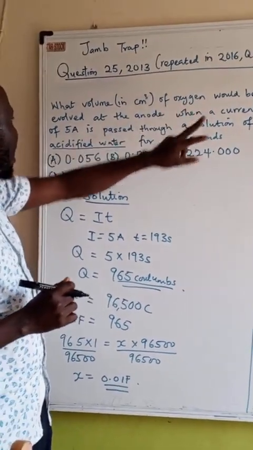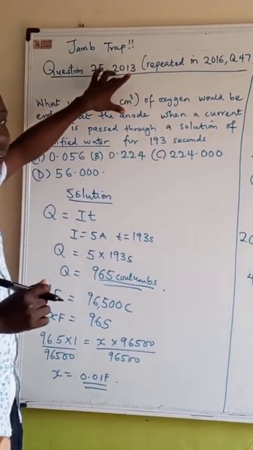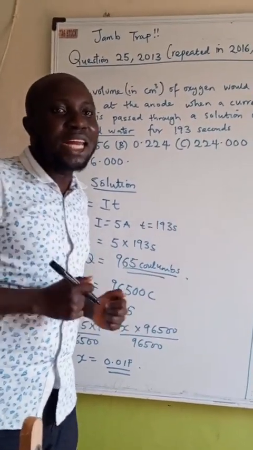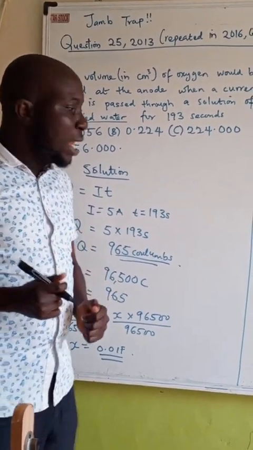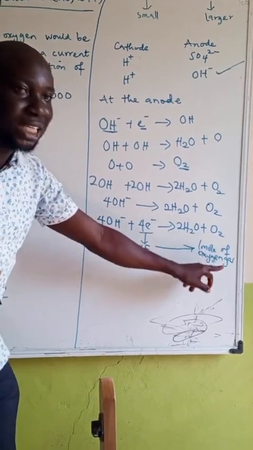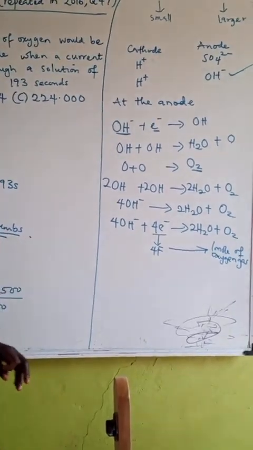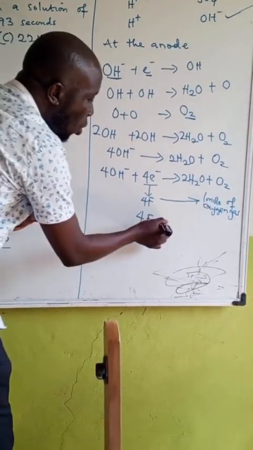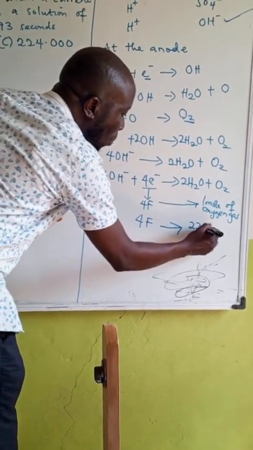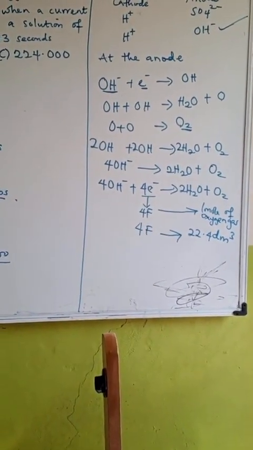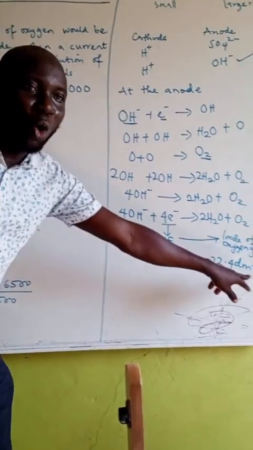So the question is, what volume of oxygen is cm cubed? So this is at STP. Are you getting it now? If you look at the question, there is STP in the question. Standard temperature and pressure. Now, since oxygen is a gas, the volume of 1 mole of oxygen gas will give us 22.4 dm cubed. So automatically we are going to have 4 farad of electricity will liberate 22.4 dm cubed. But now listen, 4 farad is not what we are given.